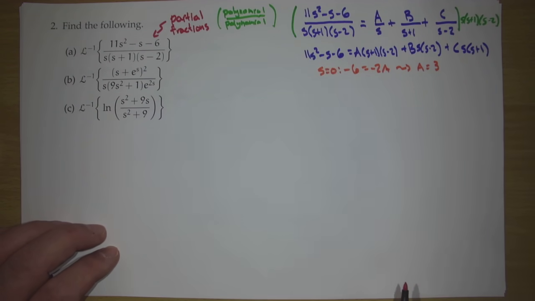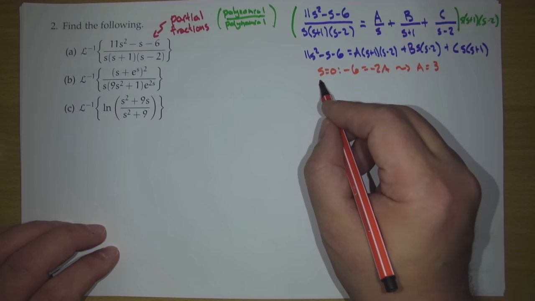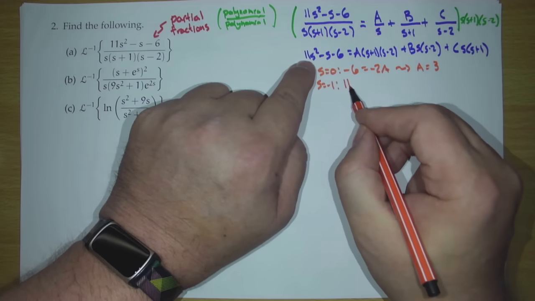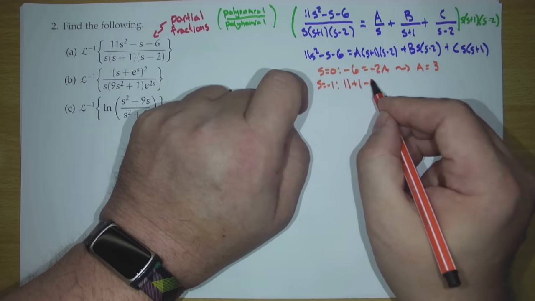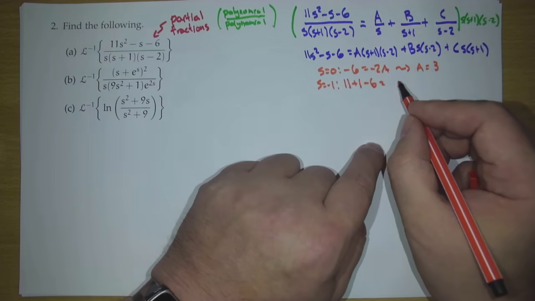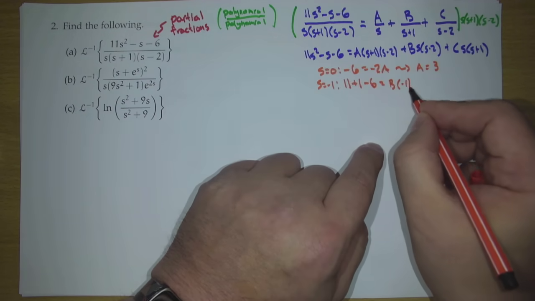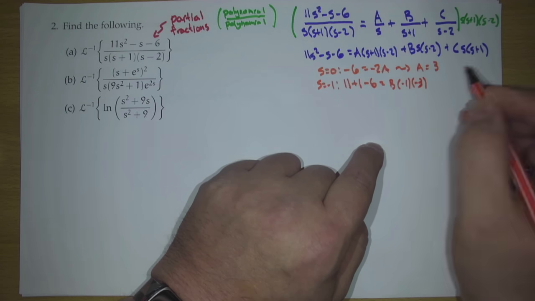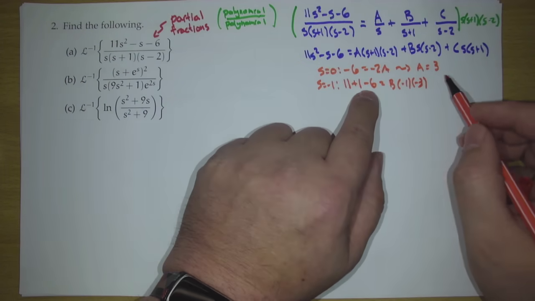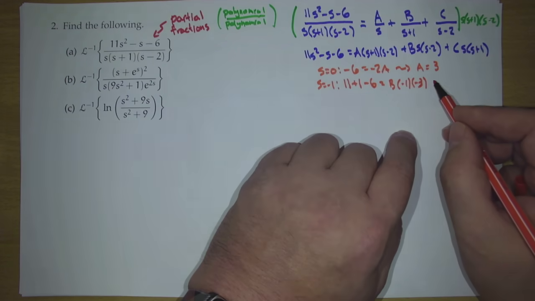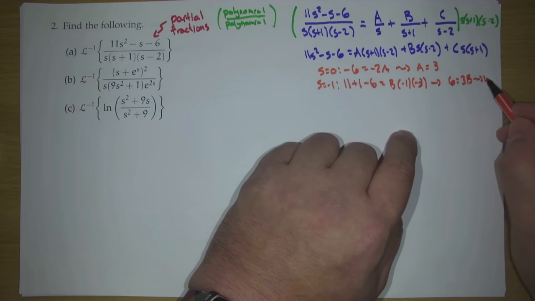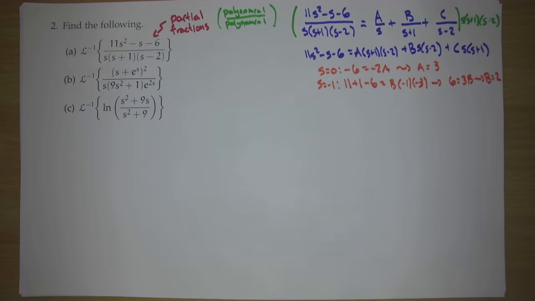Another good choice? Negative 1. All right, negative 1 squared is 1, 11. Minus minus 1 is a plus 1, and minus 6. We're going to get a times 0. That goes away. Then we're going to get b times minus 1 times minus 3. And then c times 0. Well, 11 plus 1 is 12, minus 6 is 6. Minus 1 times minus 3 is 3. So this is the same as saying 6 equals 3b. b equals 2.